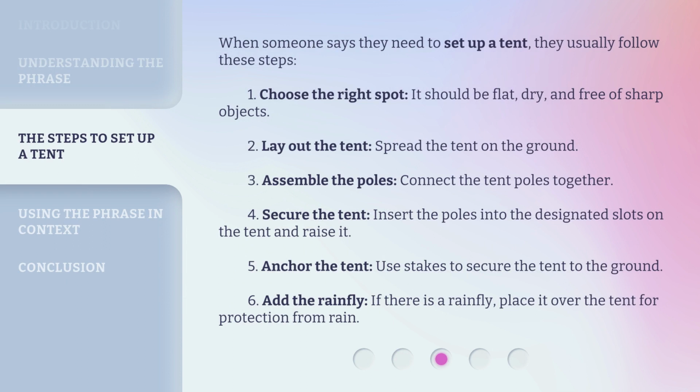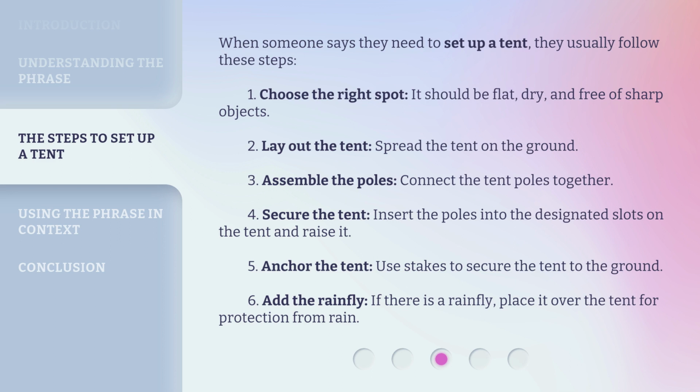When someone says they need to set up a tent, they usually follow these steps. 1. Choose the right spot. It should be flat, dry, and free of sharp objects. 2. Lay out the tent. Spread the tent on the ground. 3. Assemble the poles. Connect the tent poles together.